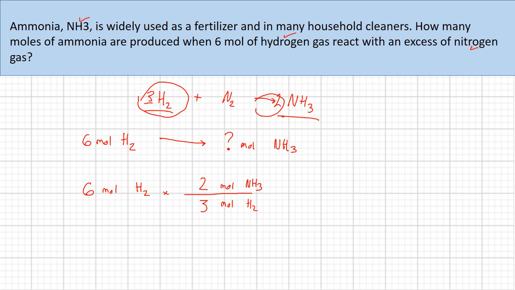If we look, we're actually going to cross out these units of moles of hydrogen gas. And what we're left with, the only unit, is moles of NH3. So I can go ahead and write moles of NH3. And I simply do the math, which is 6 times 2 over 3. You might even be able to do it in your head. If you need to use a calculator, don't feel bad, because I always need to use one too. And the answer would be 4. There are 4 moles of NH3.